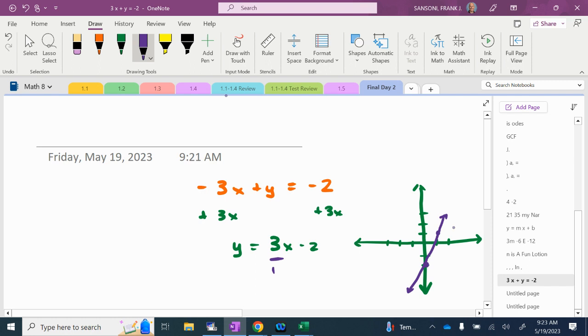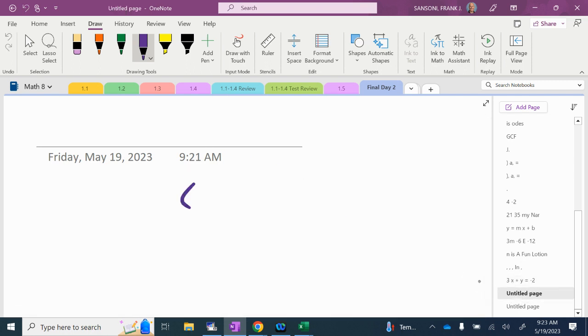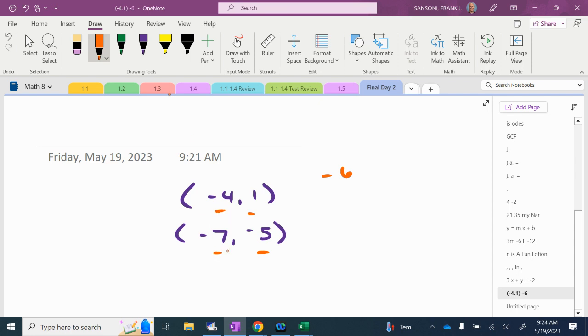Last 2 problems. Last box. 49 gives you 2 points. What do you think they want you to do? No. Find the slope. I went from 1 to -5. What did I do? Down 6. So my rise is down 6. I went from -4 to -7. What did I do? Down 3. So there's my run. That cleans up very nicely. +2. Your slope is +2.